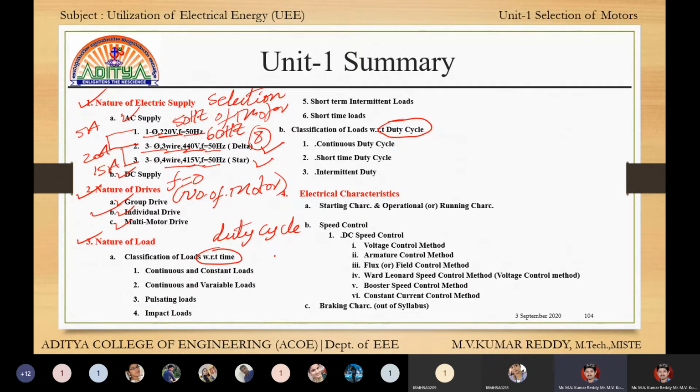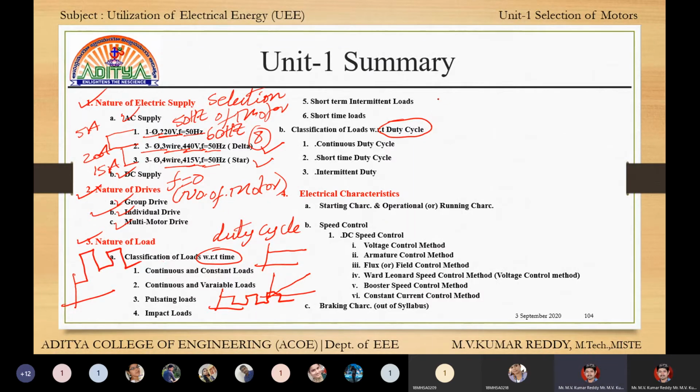For continuously constant loads, this is the graph. Next one is continuously variable loads. This is the graph for continuously variable loads. That is a straight line passing through origin. Next, pulsating loads. It is in the form of pulses. And next one is impact loads. Impact load means it has a sudden change. These are the impact loads.